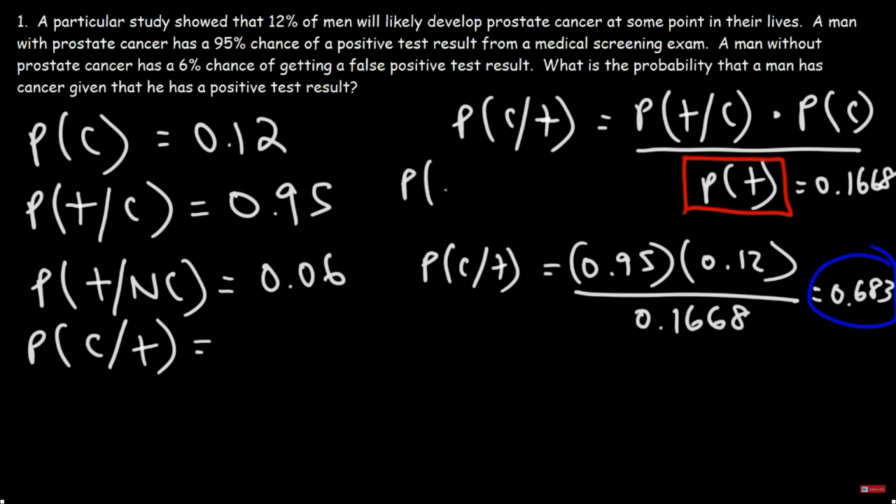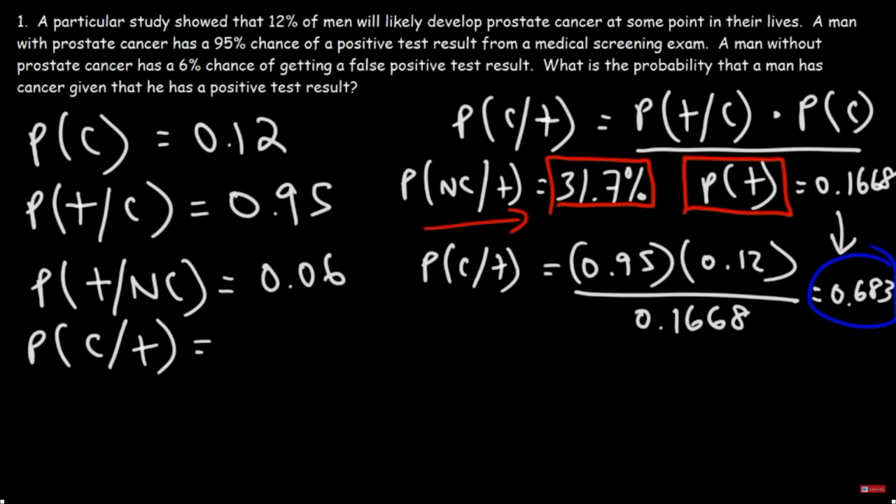So what is the probability that the person does not have cancer even though they have a positive test result? That's going to be 100 minus this number, 0.683, which is 0.317. So there's approximately a 31.7% chance that even though the person has a positive test result, they do not have cancer. So sometimes, even if you get a positive test result, it doesn't mean that you have that condition. There's always a risk factor. But the answer that we're looking for in this problem is this number, 68.3%.